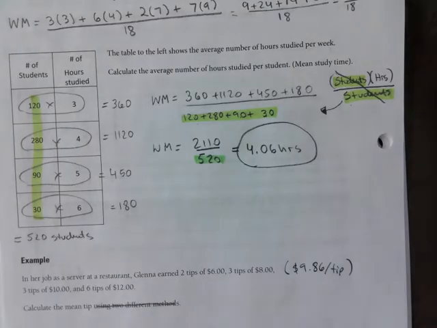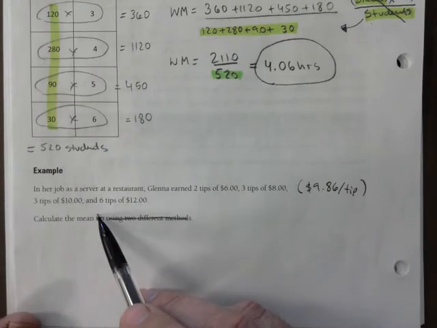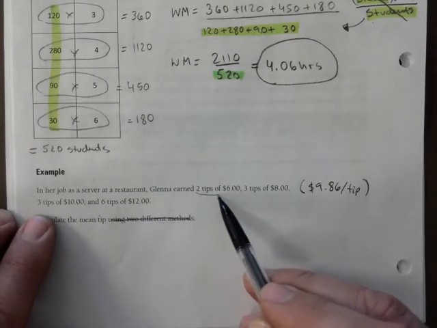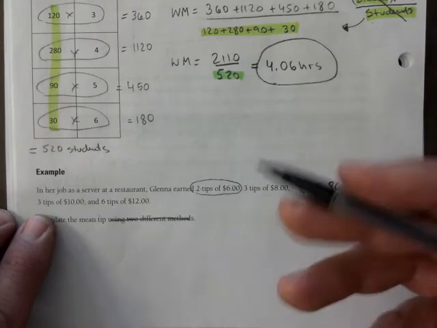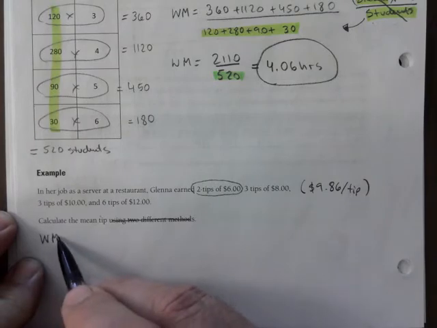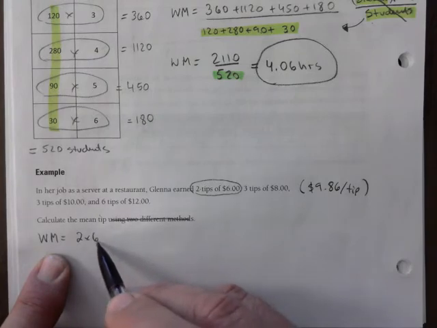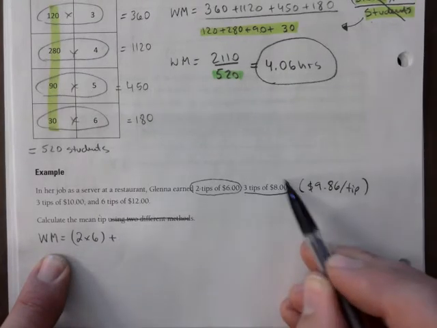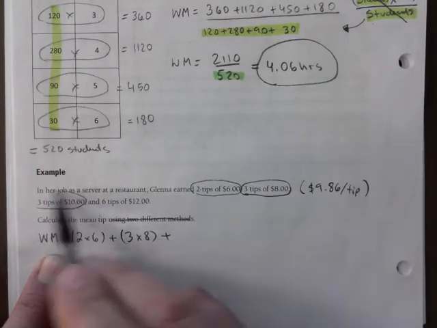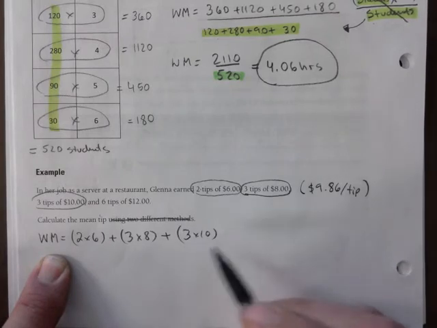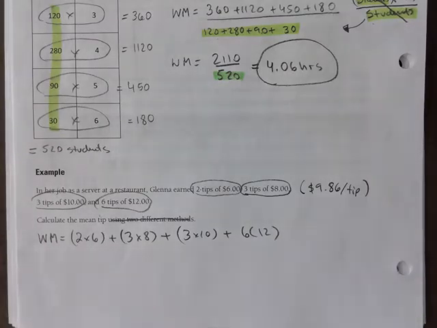Okay. So notice that there's a question down here that did not have a chart, but this is like a chart. 2 tips of $6. That'd be 2 times 6. Let's do this one together. That way you have another example. If you have done this already, you just sit and relax, right? So it's 2 times 6 plus 3 tips of $8 plus 3 tips of $10 plus 6 tips of $12. Okay.